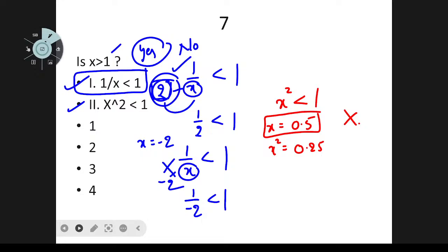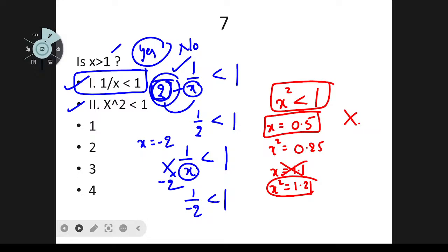Correct? Okay. Now, I will try to make it greater than 1 also. I will just try to take x is equal to 1.1. If I take x is equal to 1.1, x square will be equal to 1.21. But that is not allowed. I should not take the condition where x square is greater than 1. So this is not valid. I cannot take this value.